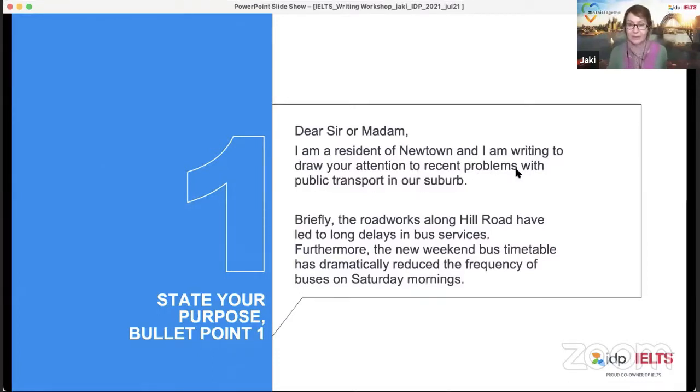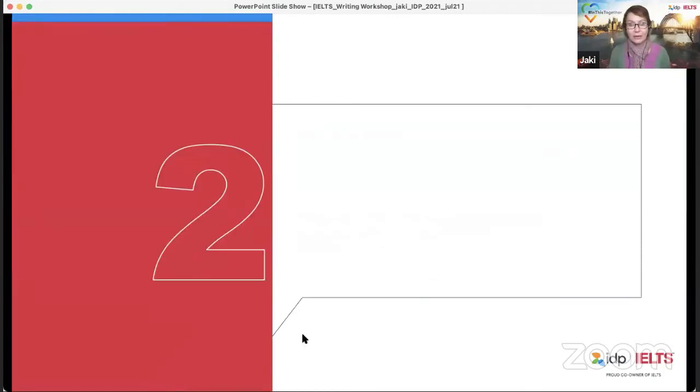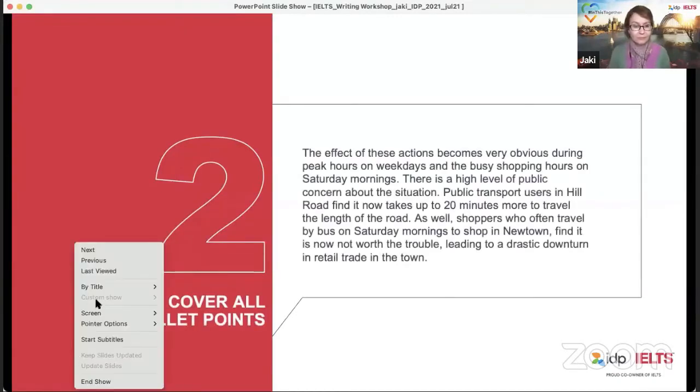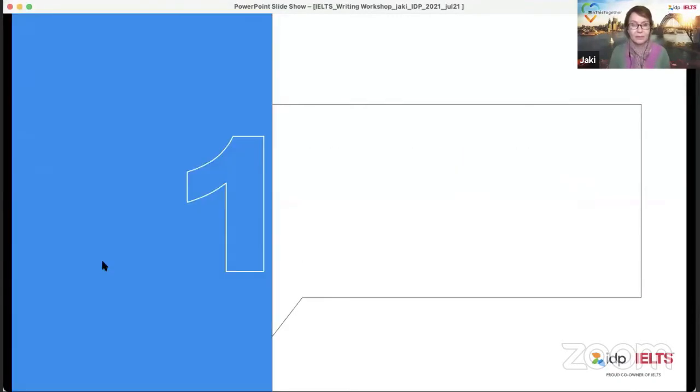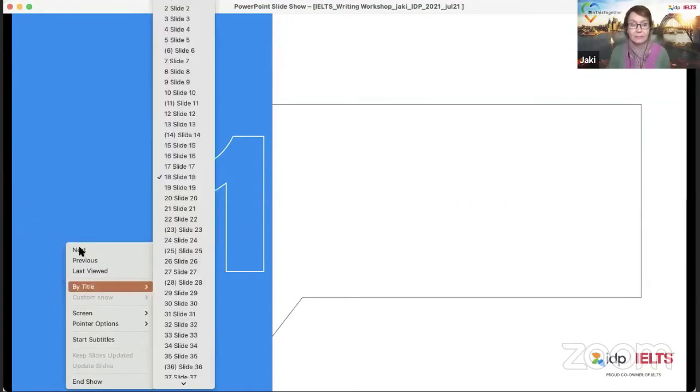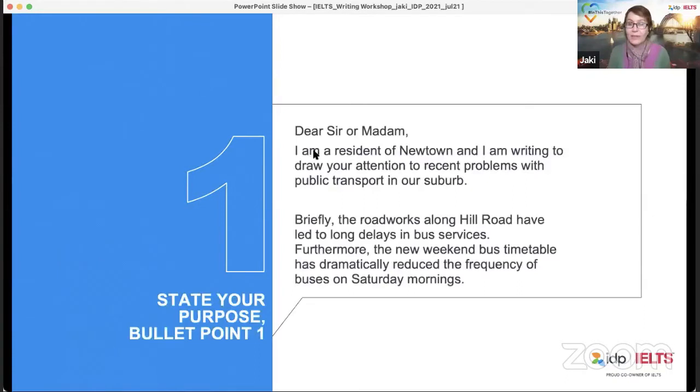Yep. And see this part, it's nice to start with a bit of background. So you say who you are. Say who you are without saying your name. So I'm a resident of Newtown and I'm writing to draw your attention. Okay, so who you are and why you're writing. So that's your purpose in the first paragraph.